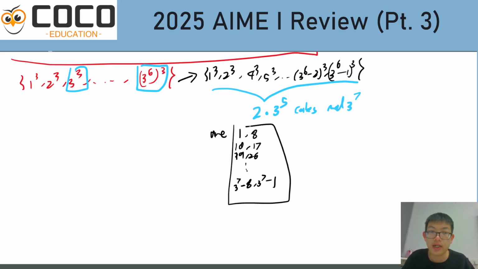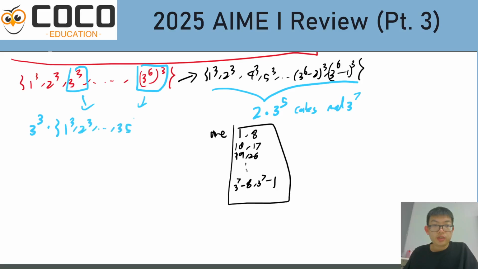So these are all the cubes down there from the not multiples of 3. Now let's go back to the remaining ones. All of these are multiples of 3. I can factor out a 3 cubed from them. And this is what you're left with.